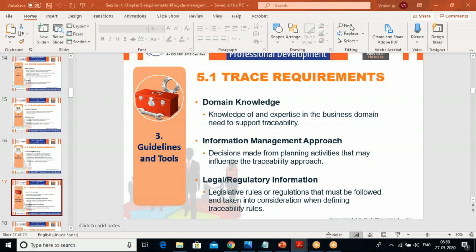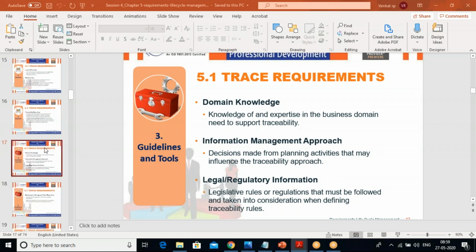Okay, the guidelines we have already gone through: the domain knowledge, information management approach, legal and regulatory information.